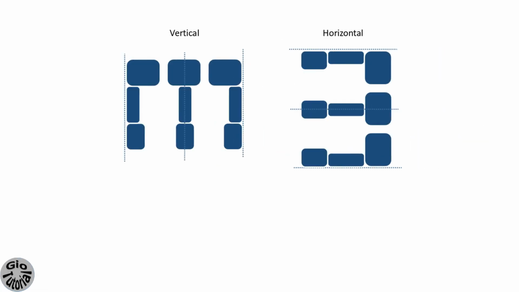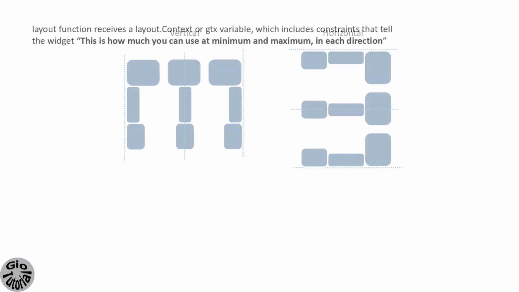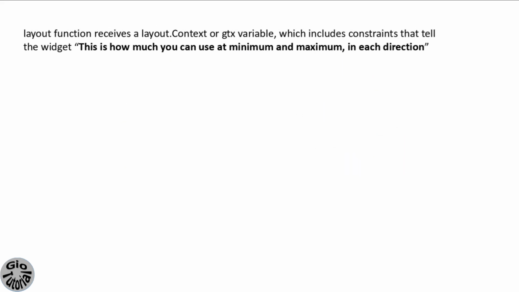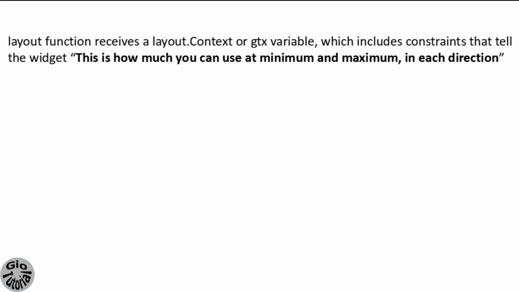To show the alignment at work, we need 1 button larger than the second, and then they will be aligned by picking different values for the Flexed alignment parameter. One way to change the size of the button is to change its max and min. As I explained in video 1, every Gio layout function receives a layout.Context or gtx variable, which includes constraints that tell the widgets this is how much you can use at minimum and maximum in each direction.